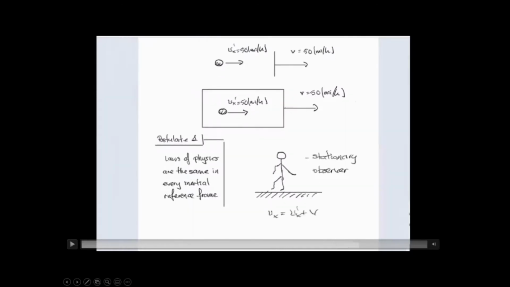So now we're going to be interested in the speed of this object relative to us. So this u of x is going to give us the speed of this object relative to our reference frame. Which means that you take its speed in a moving reference frame and then add the speed of the moving reference frame to it. So that's the way we would do it. So it's going to be 50 plus 50. So it's going to be 100 miles per hour.